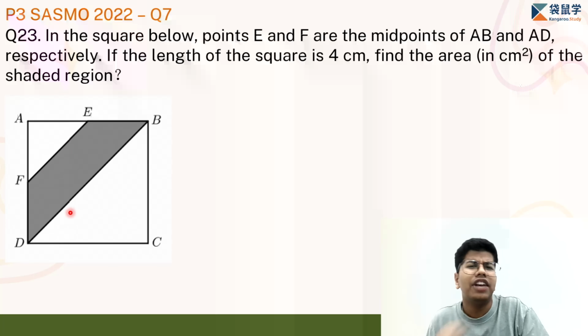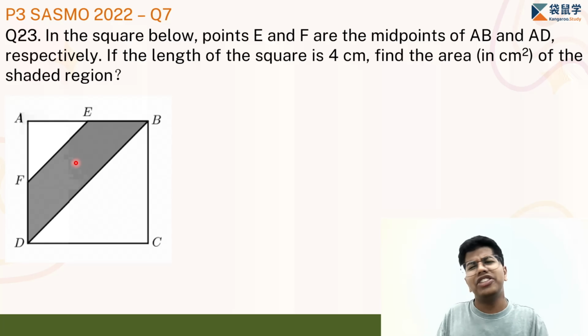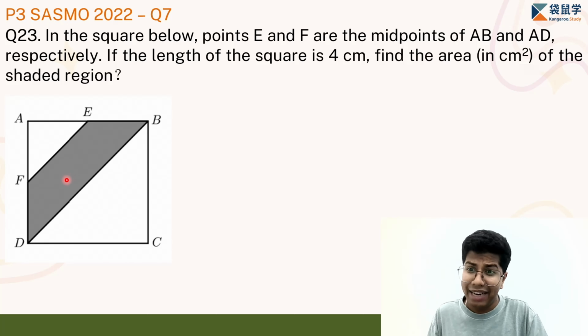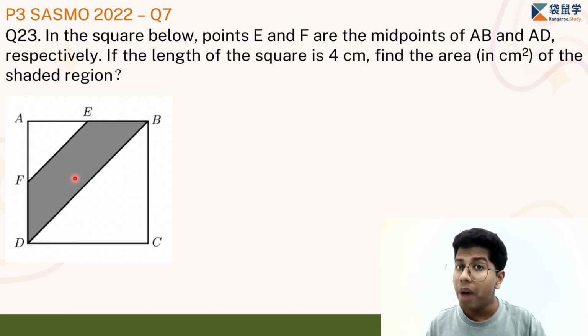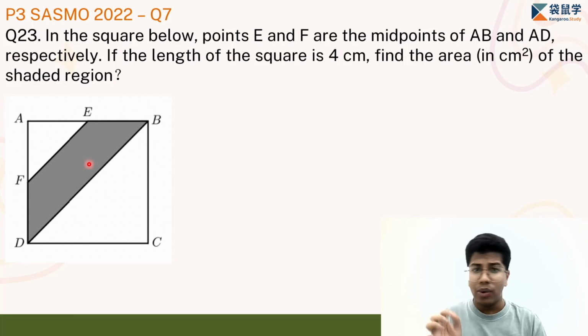Now for the shaded region, is there a formula to calculate the shaded region directly? Currently, is this a regular shape to us? Do we know any formula? Now, some student will say it will look like a trapezium. But do we know the formula to calculate the area of this trapezium? Of course not. So, for me, it's still an irregular shape. Now, how can I find the area of the irregular shape?